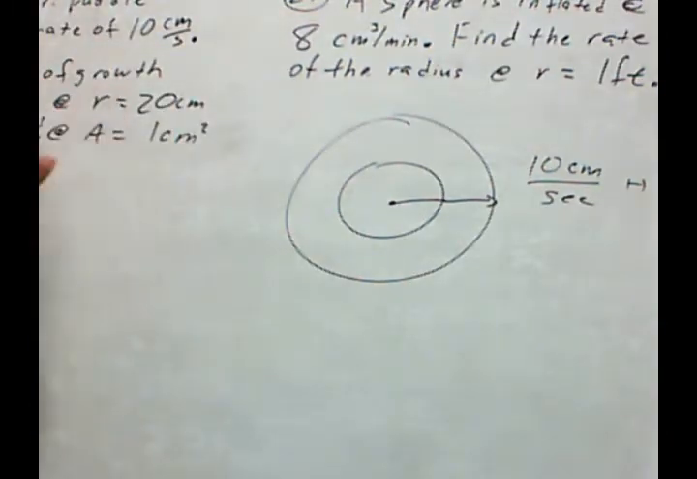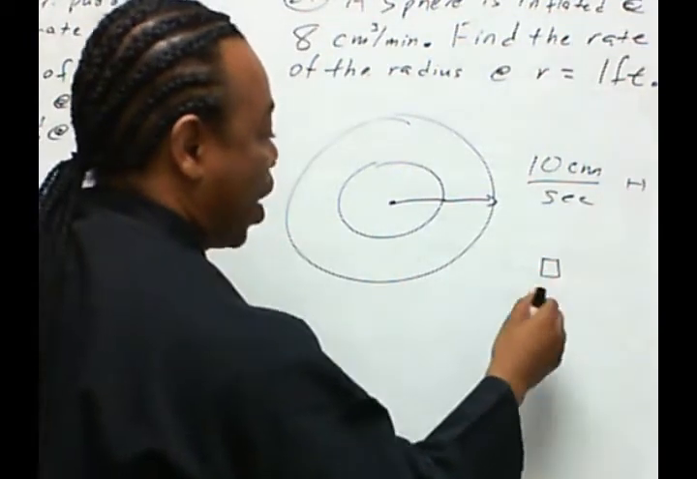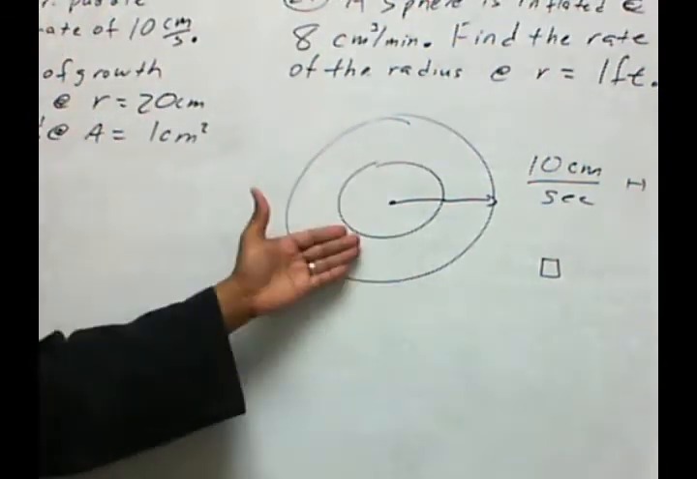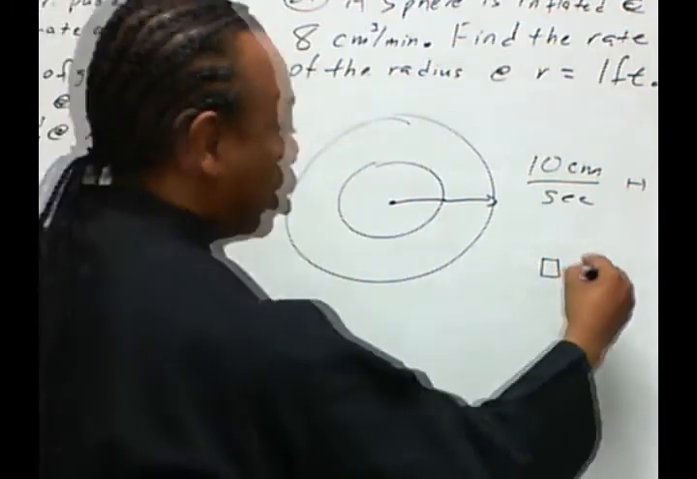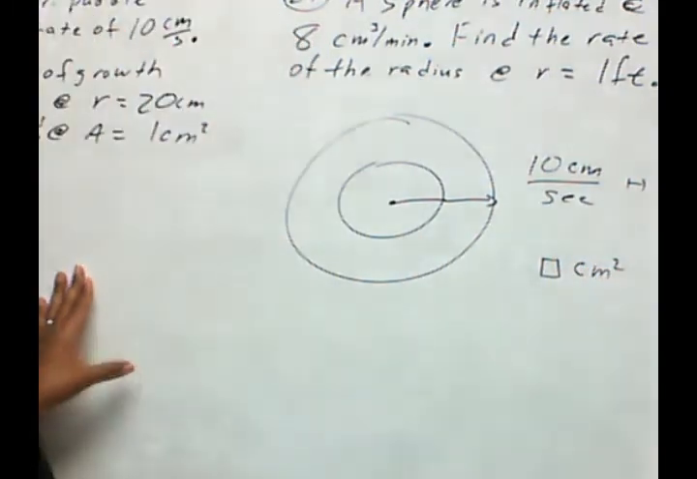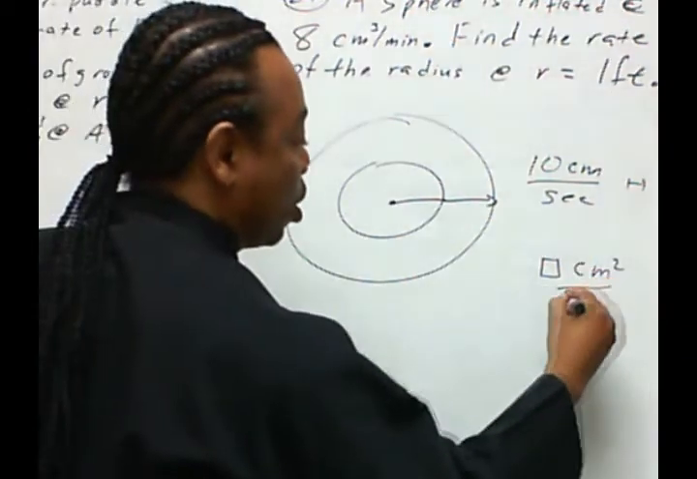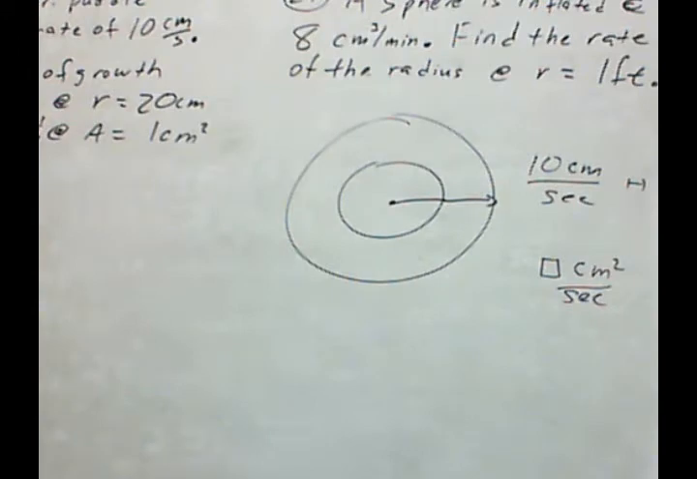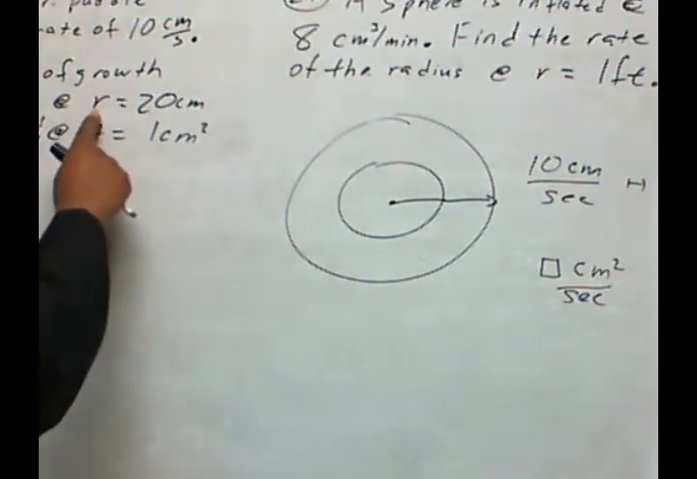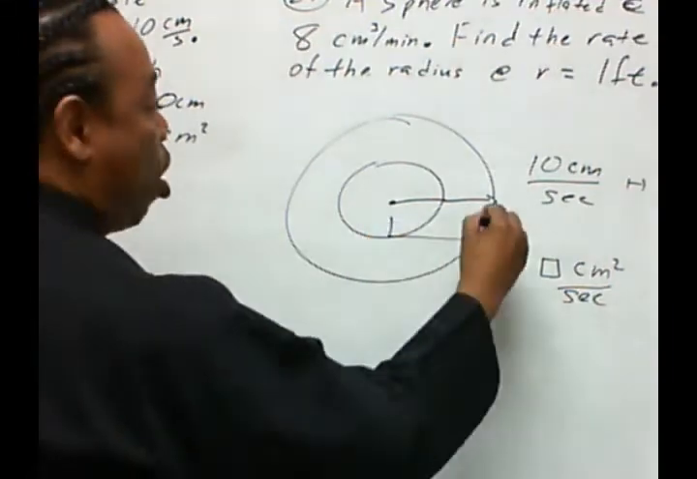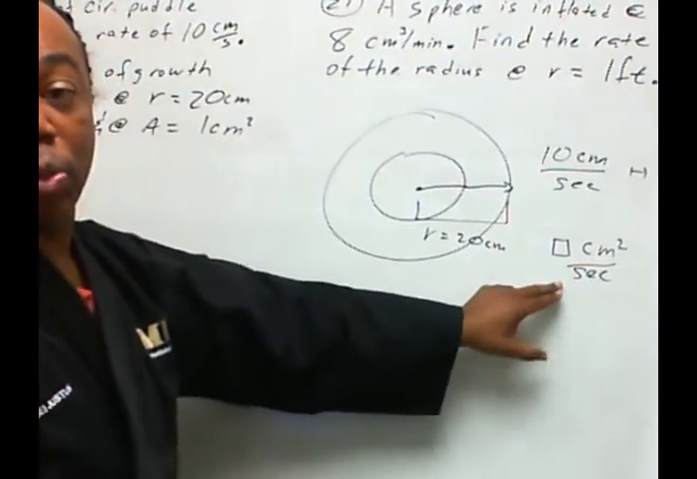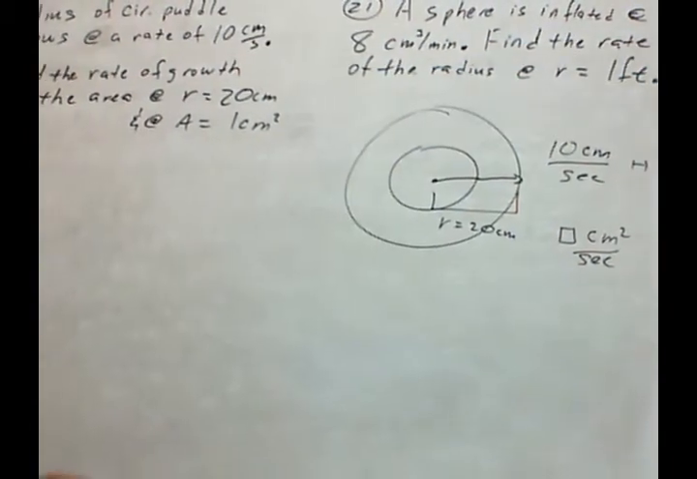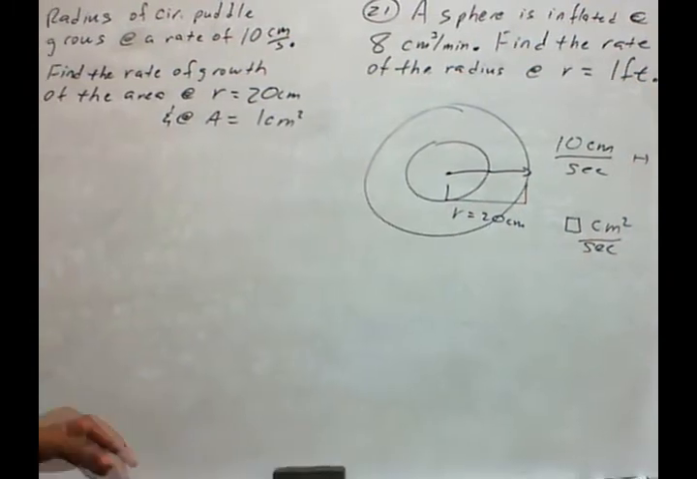We want to find the rate of growth of the area. Well, area is measured by finding out how many of these little squares are in something. So how many squares are we getting from this size to this size? A square is measured as centimeters squared. And we want to know how many of these we're getting per second. At the exact point that r is 20 centimeters. So when r right here becomes 20 centimeters, we want to know how many of these little squares we're getting per second.